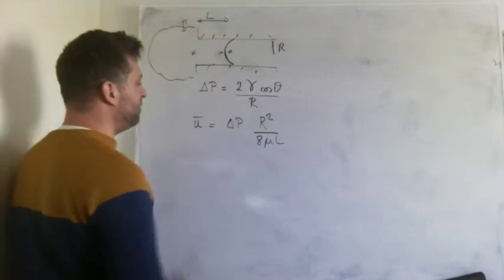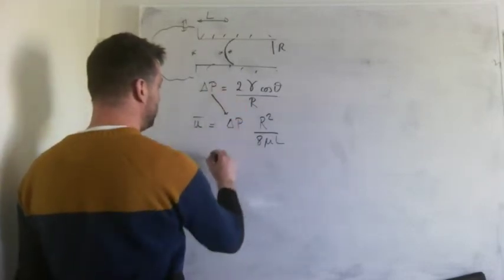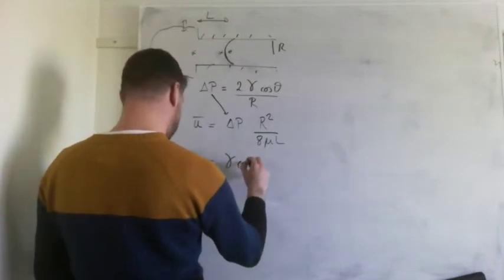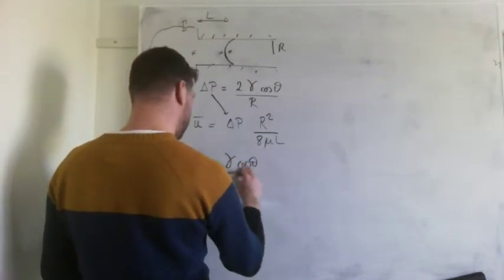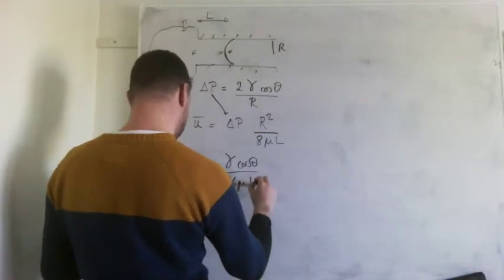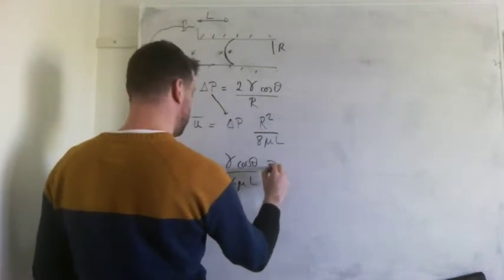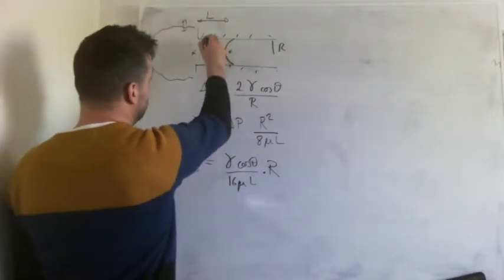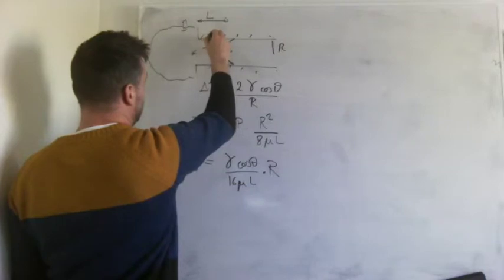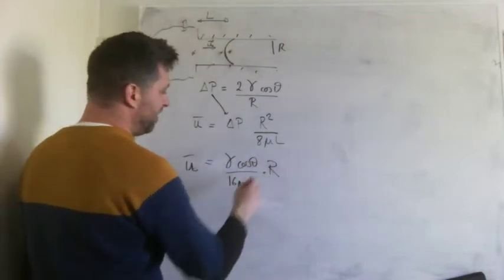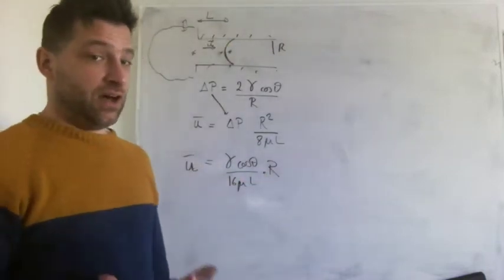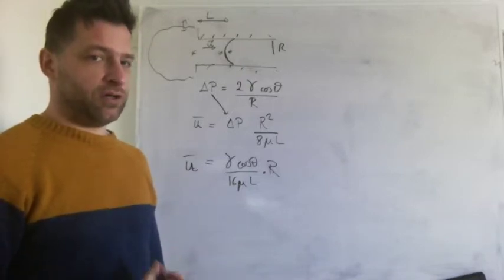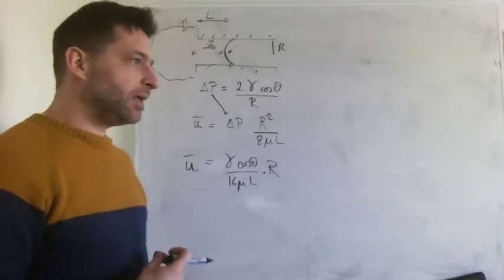And now I know this is my average velocity, and I have my formula for delta P here, so I can write this out. This equals gamma cosinus theta over 16 mu L times R. So my average filling velocity here will scale with R. That means the larger the diameter of my channel, the faster it will fill. The smaller, the slower it will fill.